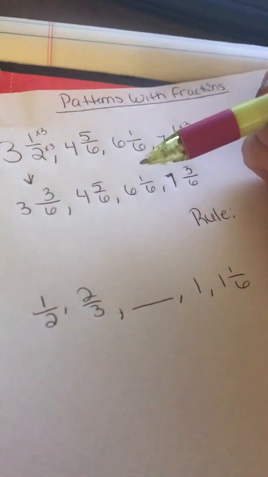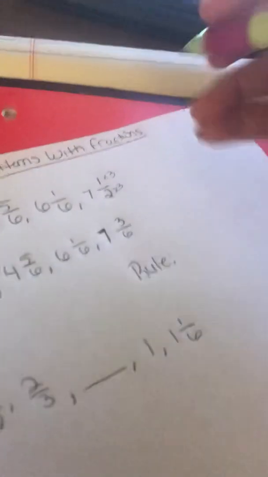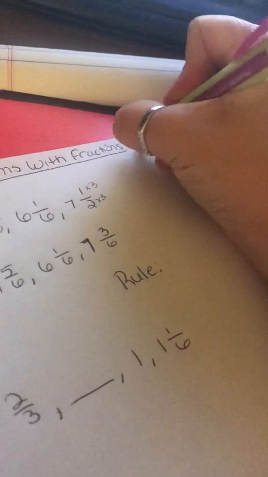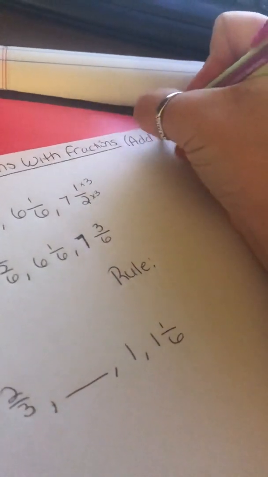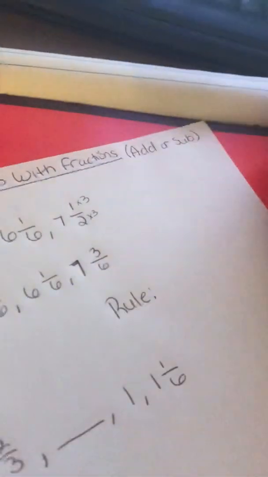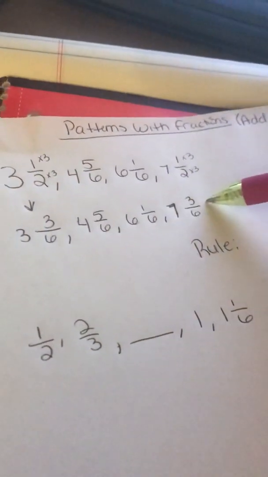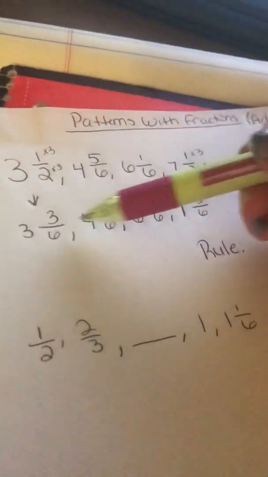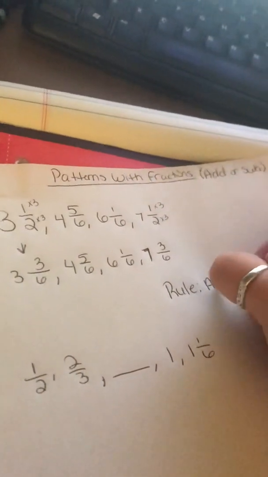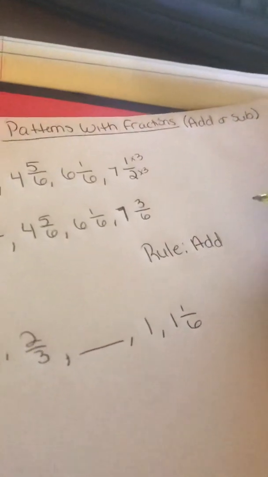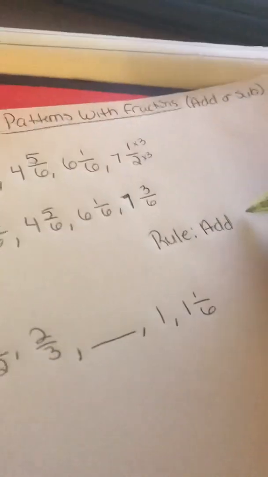The first thing we need to determine is, are the numbers increasing or decreasing? I do want to add that our patterns in this case are only dealing with addition and subtraction. So if you see that your fractions are increasing in value, that means you're adding. If they are decreasing in value, that would mean you're subtracting. Ours are increasing in value, so we are adding.